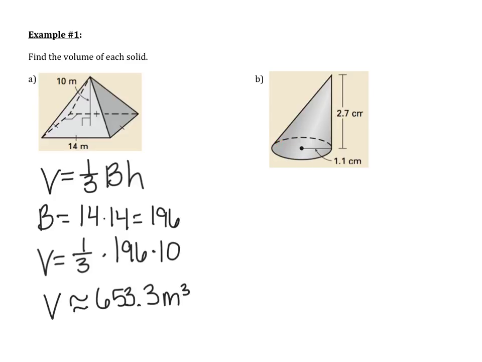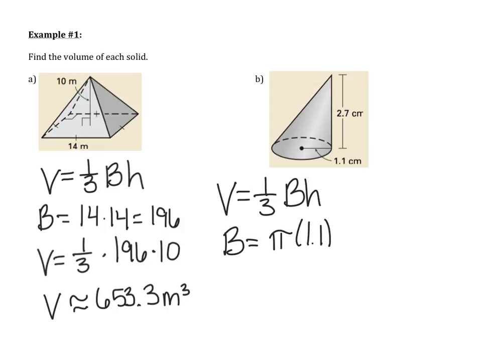So let's start just like always. Volume is equal to 1/3 the area of the base times the height. In this case, again, the base is a circle. It gives us a radius of 1.1, so it'd be pi times 1.1 squared. So in a calculator, I'm going to take 1.1 squared and then just leave it in terms of pi. So you get 1.21 pi, and then the height is 2.7.